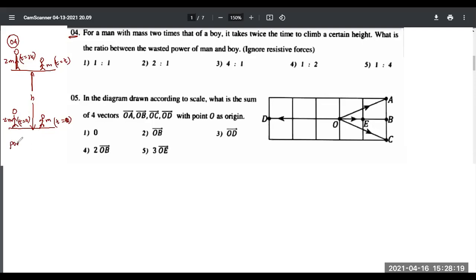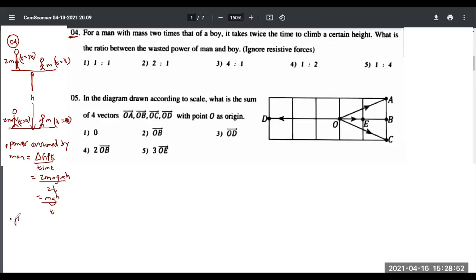Power consumed by man, how do you write power consumed by man? Let's start with that. Power consumed by man will be equal to the change in gravitational potential energy divided by time taken. Okay, so the change in gravitational potential energy of man is how much? Mass times g times h, divided by time taken, which is 2t. So the answer is mgh by t. This is the power consumed by man.